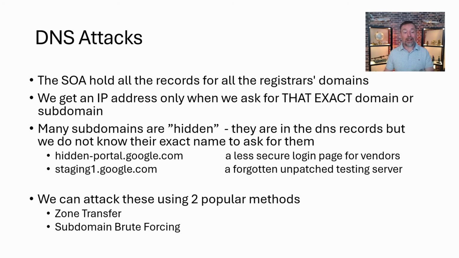So for instance, google.com might have hiddenportal.google.com. That could be maybe a less secure login page for vendors, maybe a VPN device that hasn't been updated, or something like staging1.google.com. That might be a staging server where they test code or test new deployments, and it might be on an old server or a forgotten server or an unpatched server because it's not meant for the public. Now, if we can find these hidden subdomains, we have a better chance at doing an ethical hack on that website or doing a penetration test.